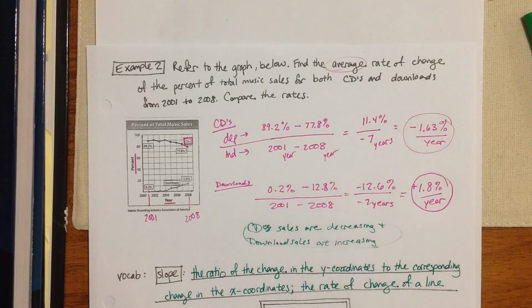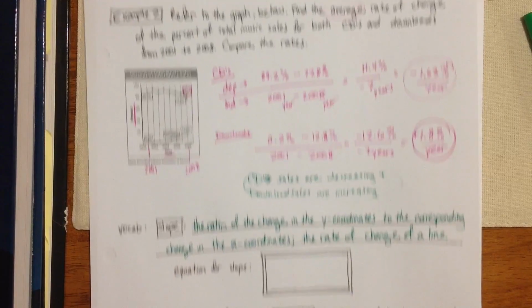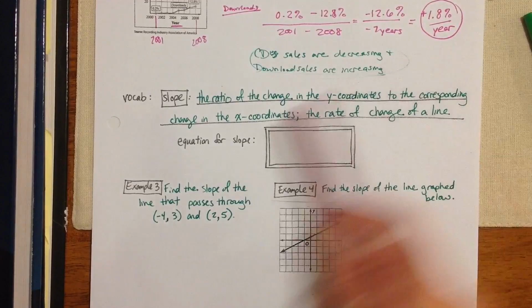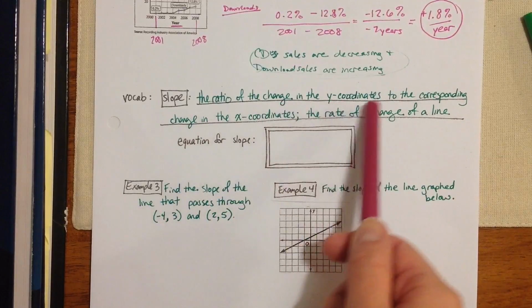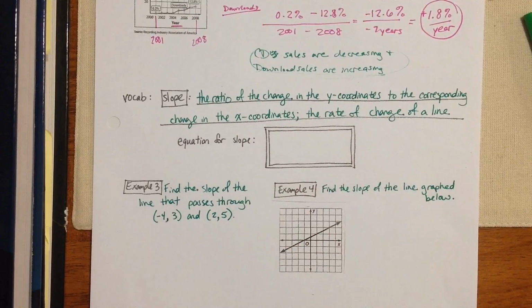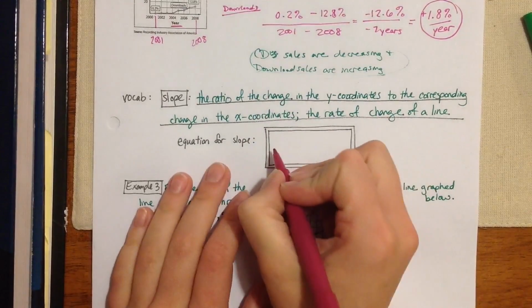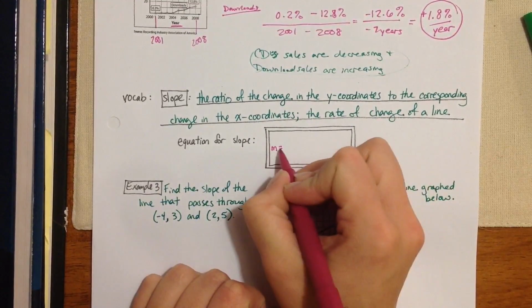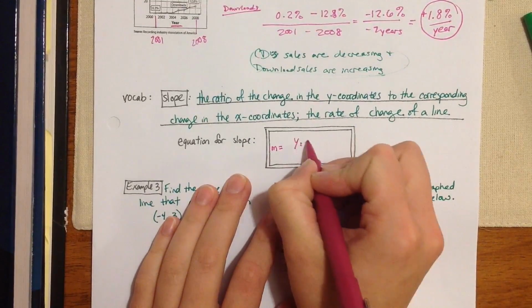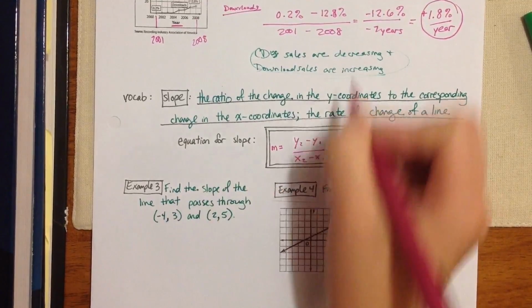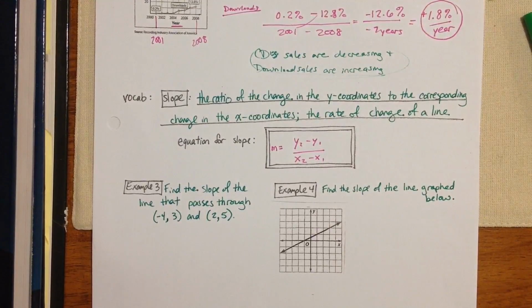Okay, and then real quick, we are going to go to officially slope, which is on a graph with ordered pairs. So here we go. Slope is the ratio of the change of the y-coordinate to the corresponding change in the x-coordinate, the rate of change of a line. The equation, I'm sure you know it. Usually we say that it is m. Why we use m, I do not know. But m is our slope, and it is y2 minus y1 all over x2 minus x1, which is what I was doing up top for the other examples.